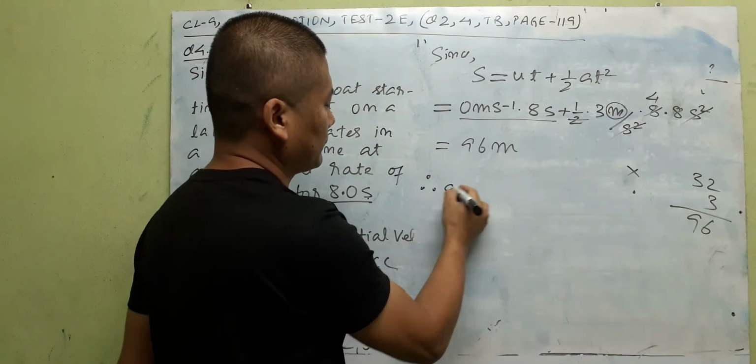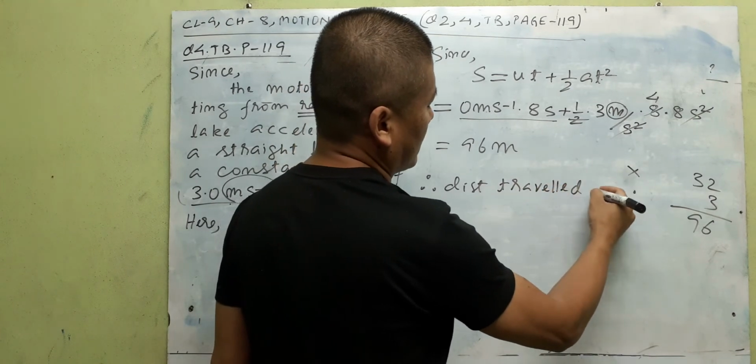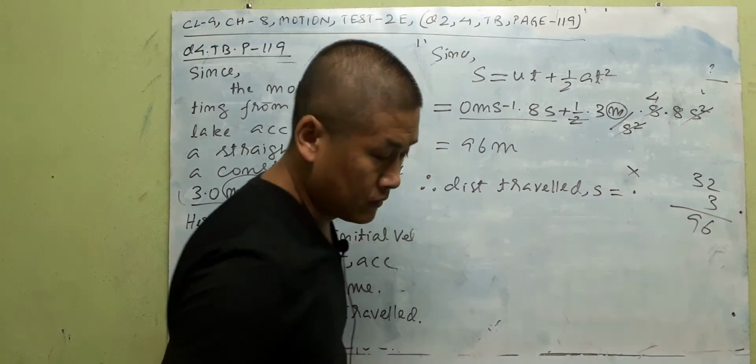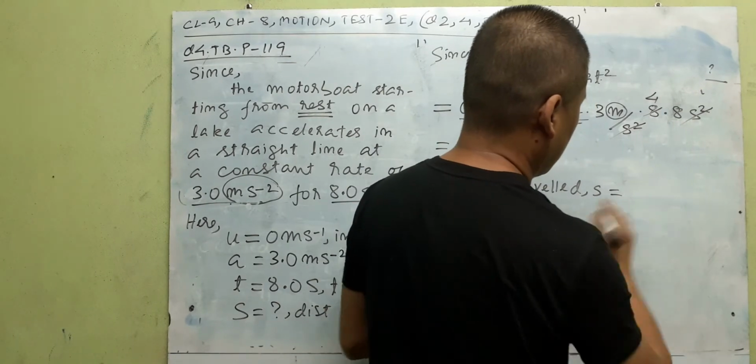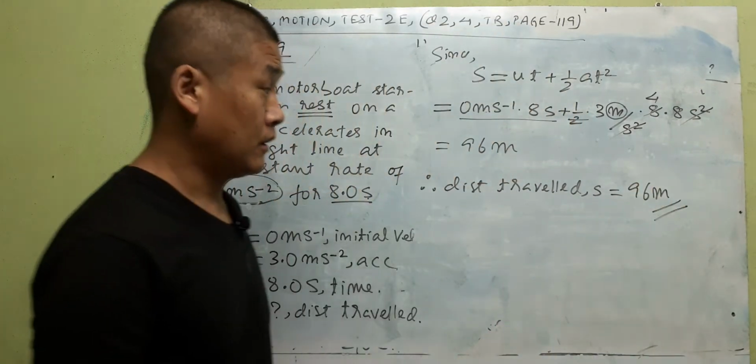So therefore, distance traveled by this boat, in short you can write distance traveled S is equal to nothing but, in 8 seconds it is traveling 96 meter.